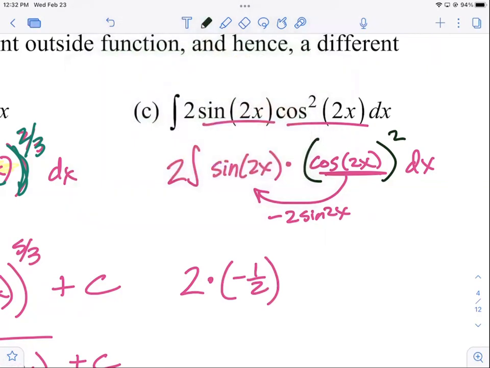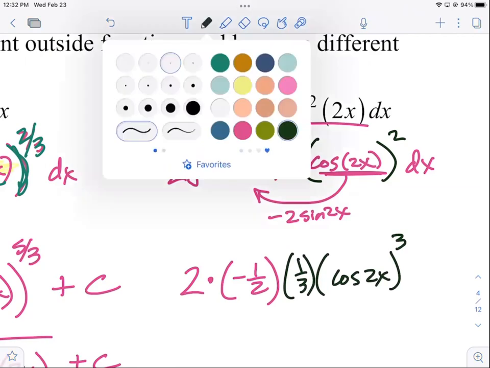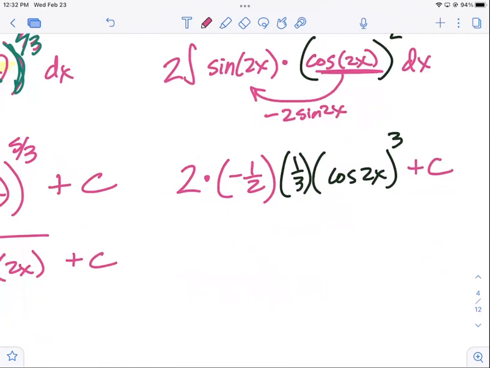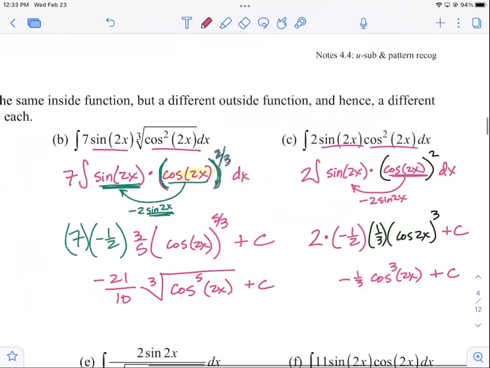Okay, and then we go to the rule of integration. It's going to be times 1/3 blob cubed. And the blob just gets dropped right in there, plus c, and you're done. Or as I like to call it, negative 1/3 cosine cubed of 2x. Just a final way to package it.